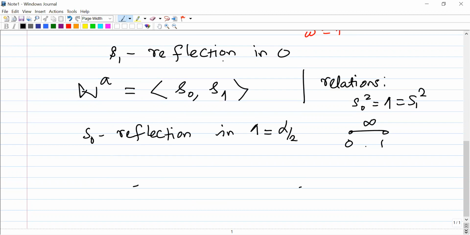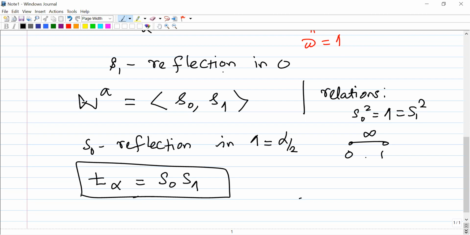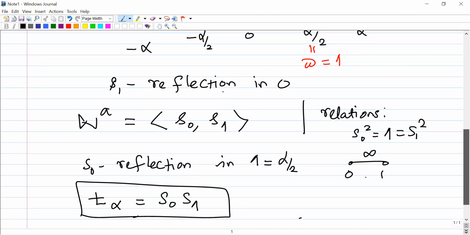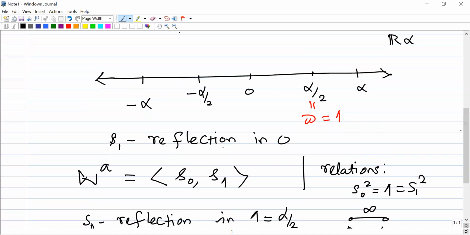So for example, what will be the translations there? It is not hard to see that the translation that corresponds to this alpha will be just S naught S1. Okay, so this is the formula. This is not hard to see. For example, if you just see here in this real line what is happening.